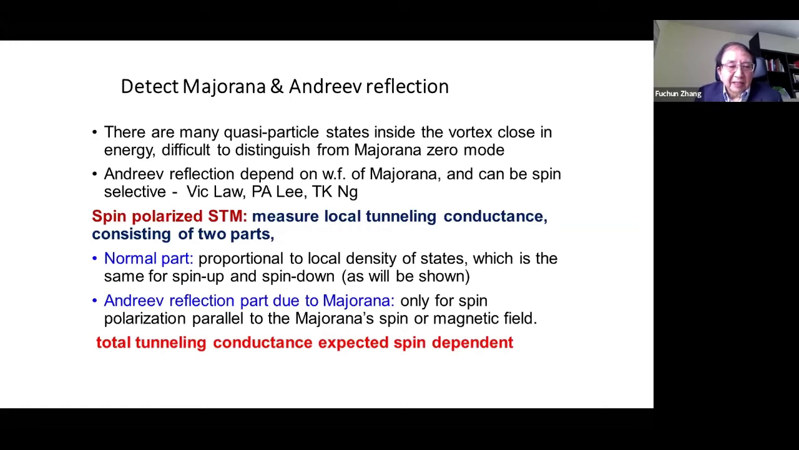Okay, and that will have 2 parts. One is a normal part, which is proportional to local density of state. And that is the same for spin up and spin down, as I will show you later, okay, some detail, but this gives you some qualitative idea. The second part is unusual refraction part due to Majorana zero mode. And that only for spin polarization parallel to the Majorana spin or magnetic field. Okay, so total tunneling conductance you would expect to be spin dependent.